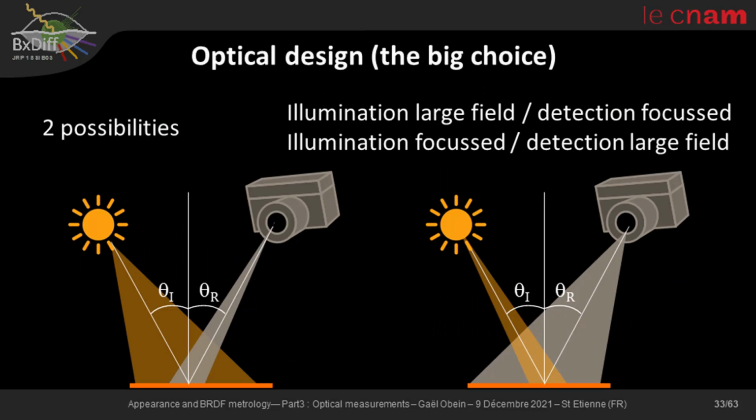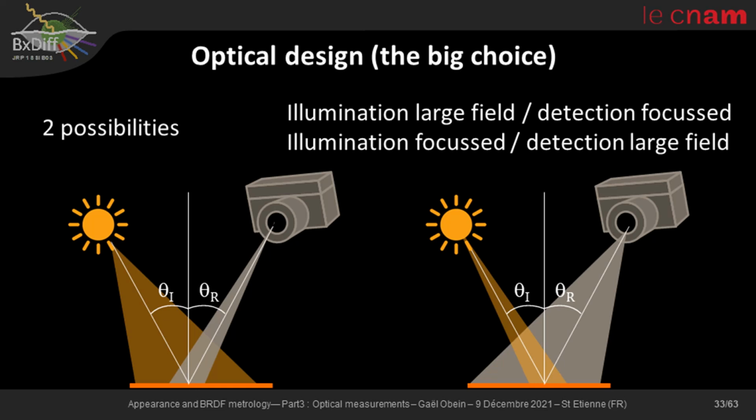About the optical design, and I start immediately on this because it's very important. You have two ways to develop your gonio. You need to illuminate the surface, and you need to measure the surface. So one strategy is to illuminate with a very large field, and you look inside the surface with a focused detection, like a spectroradiometer will do, for instance.